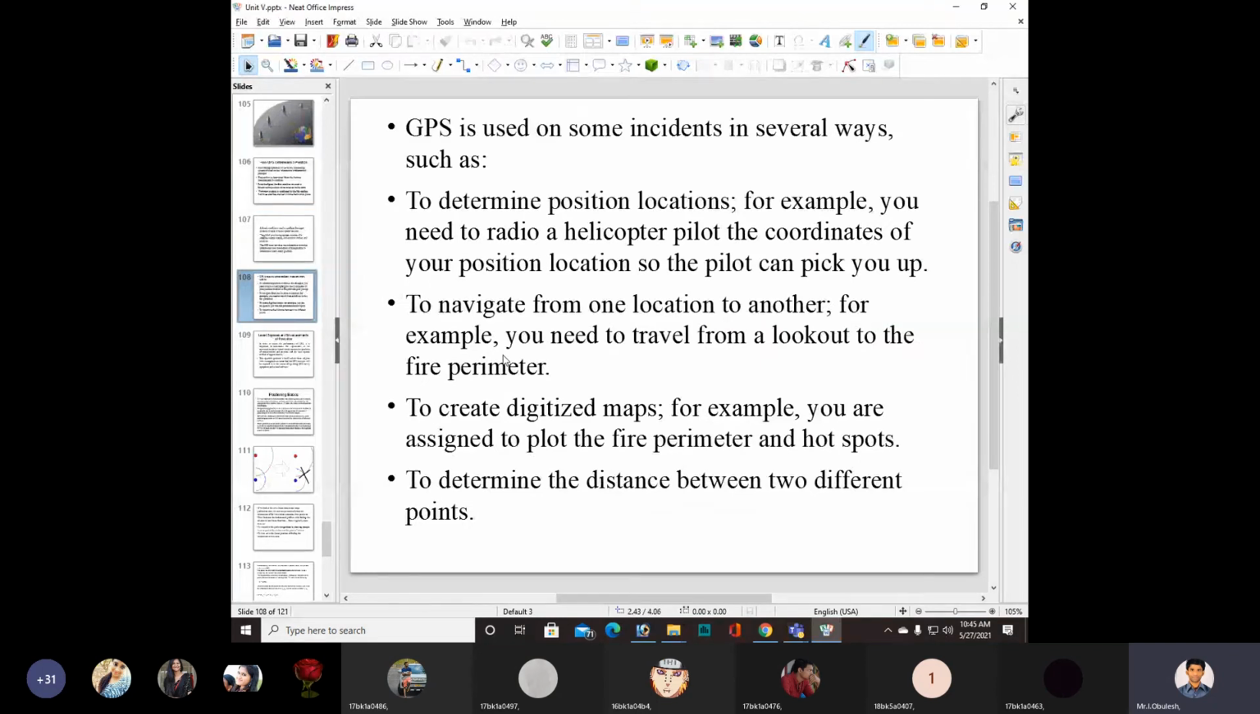Then GPS is used in some incidents in several ways, such as to determine position and to determine locations. So what is the location of the position will be determined.